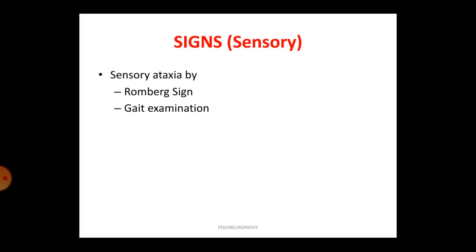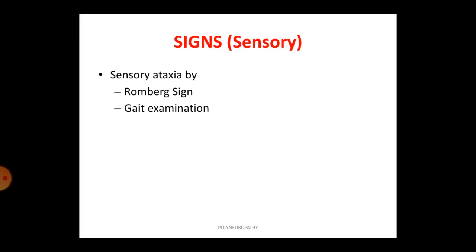So whenever you check Romberg sign, you should be near the patient in such a way that if the patient sways or falls, you should be able to prevent the fall. Clear? And by gait examination, generally if the patient has a proprioception problem, the patient will be walking with a stamping gait.